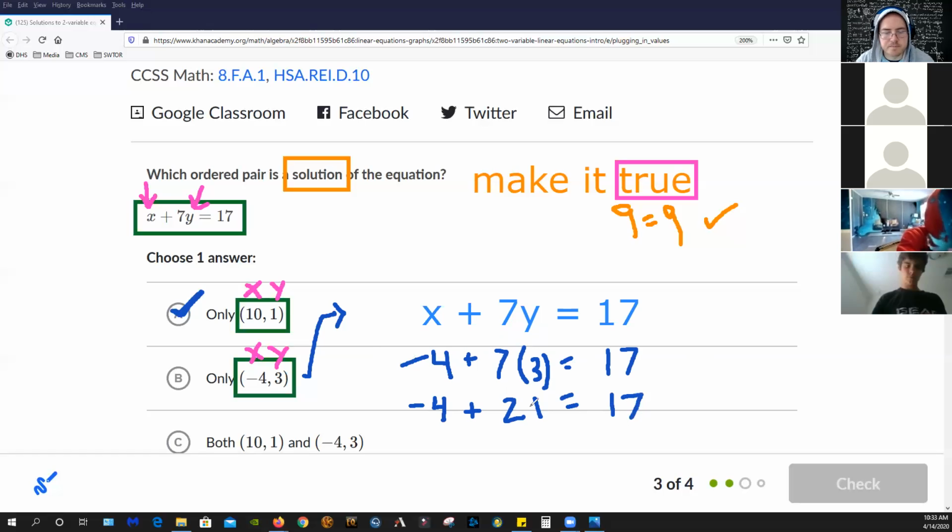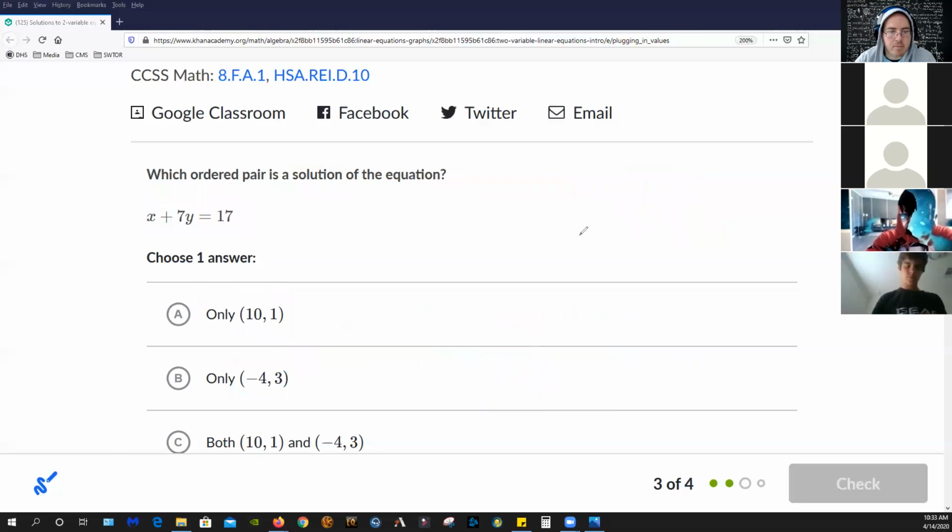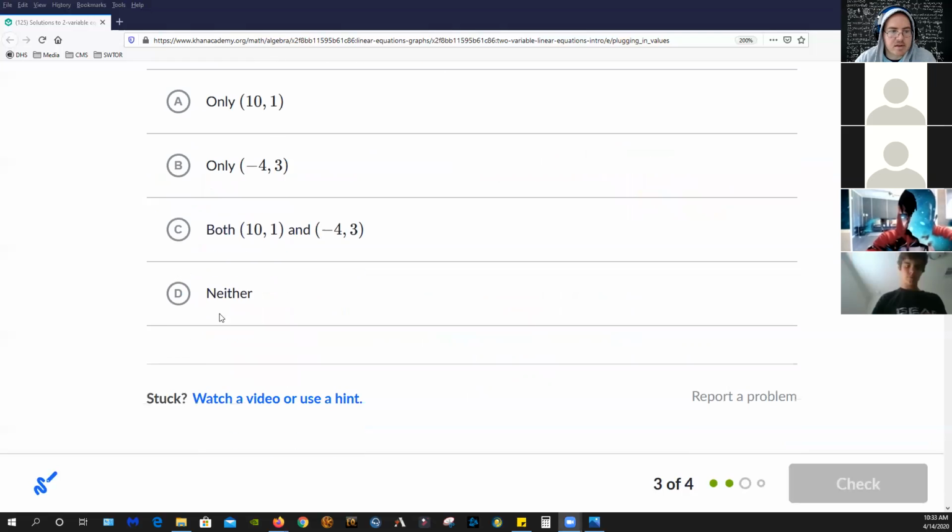So true or false? -4 plus 21. Is that equal to 17? True or false? That is the question. What do you guys think? Sound off in chat. Well, I think it is. So in this case, I like A and B. So I pick both.